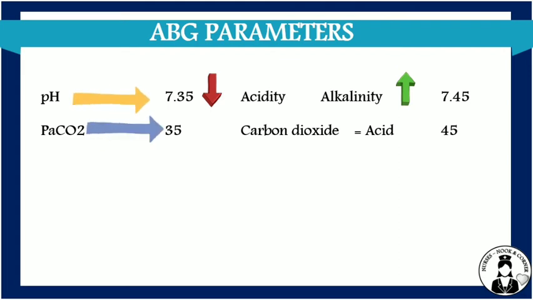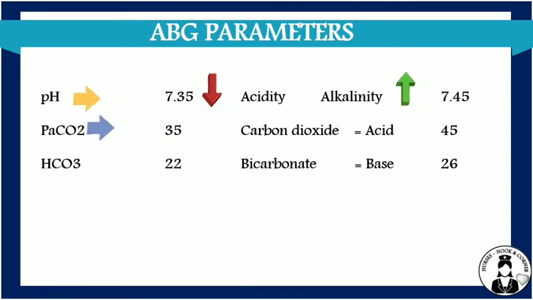Next parameter is HCO3, that is bicarbonate. Your normal value is 22 to 26. As CO2 is acid, the opposite is the bicarbonate, it is a base. So more bicarbonate, that is above 26, then your blood is on the basic side. On the other hand, if your blood has less bicarbonate, below 22, then your blood is acidic.